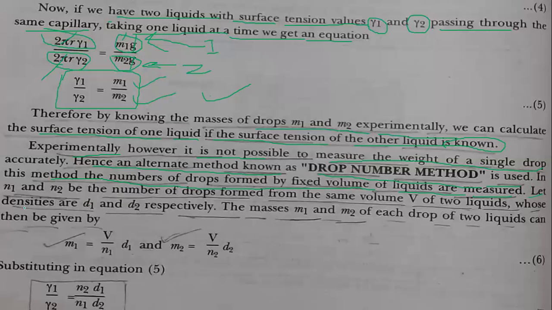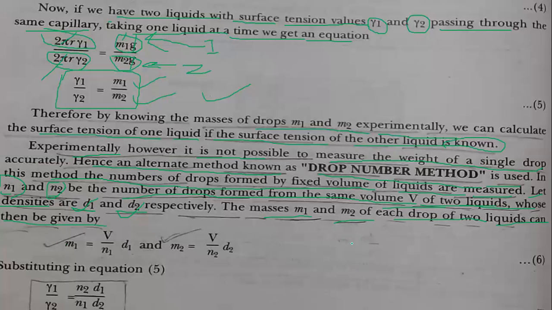Now let N1 and N2 be the number of drops formed from the same volume V of the two liquids, whose densities are D1 and D2 respectively, for the first and second liquid. So M1 and M2 are the masses. So the mass of each drop of the two liquids can be given by, how can we find out?